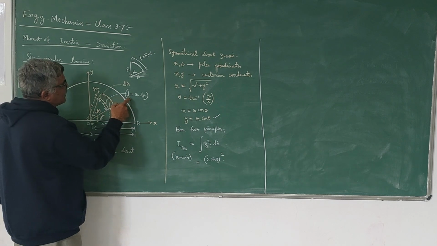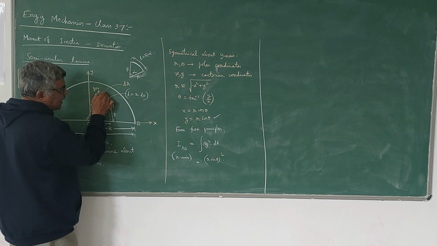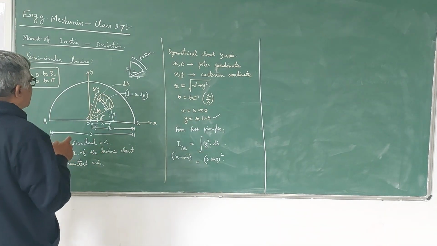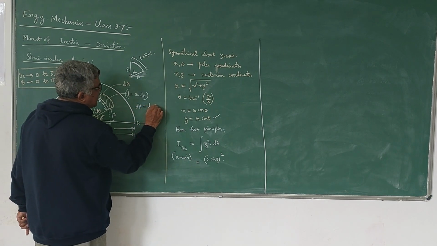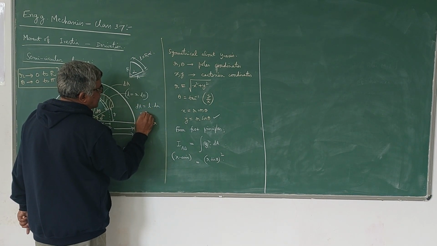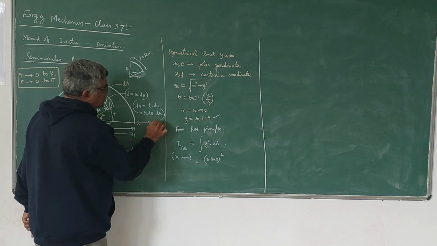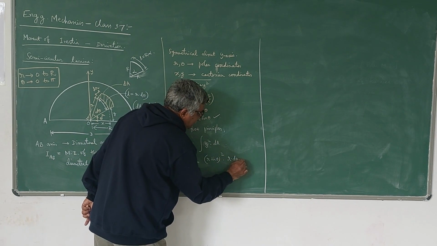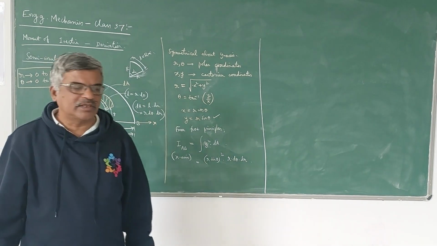When you multiply this L by dr, it becomes a rectangle. That elemental area becomes a rectangle whose area is dA equals L into dr, so r d theta into dr. We have to substitute this expression for dA here. Now it has two variables, both r and theta.